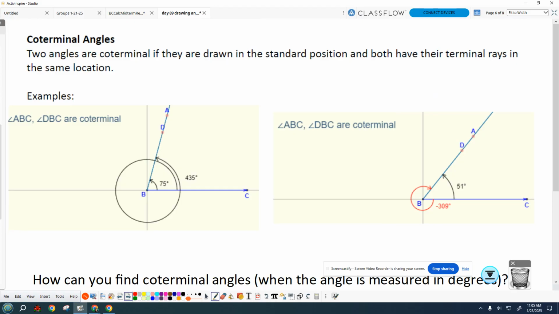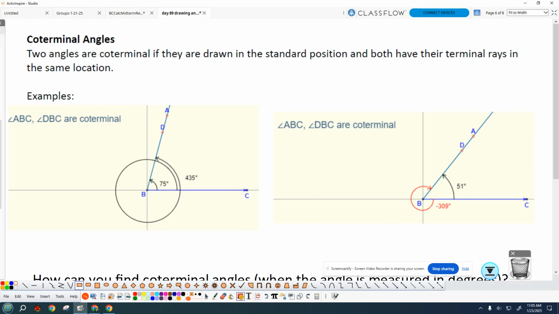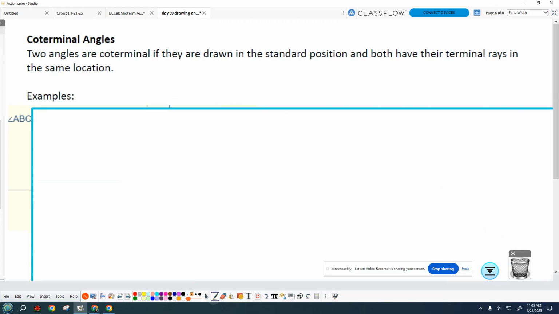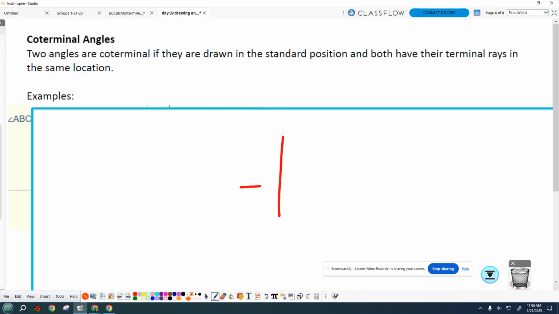Okay. One other thing we need to do: coterminal. You guys ever play board games where you spin? No? You never played with a spinner? Like the game of Life, right? The numbers 1 to 12.